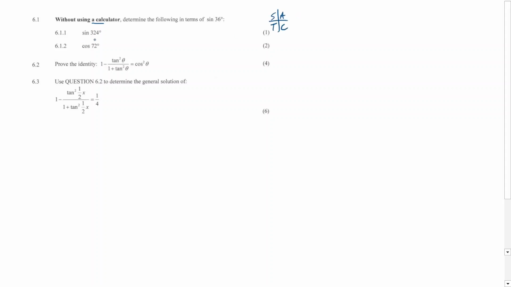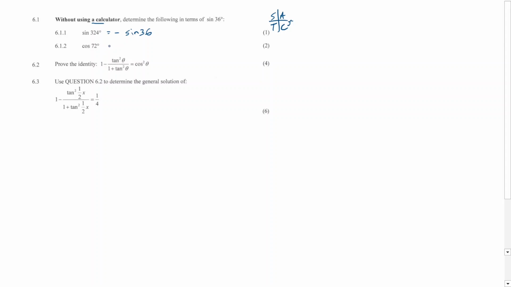Sine 324 is somewhere here in the fourth quadrant where sine is negative. So it's negative sine, and you're always saying how far back to 360, and it's just 36. And so there's your answer in terms of sine 36. So hopefully that one was pretty chilled.